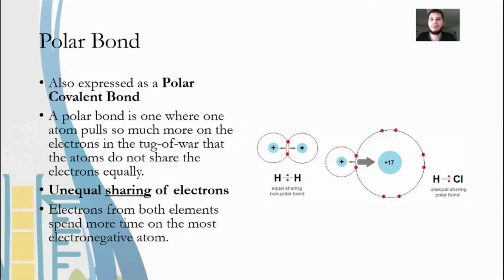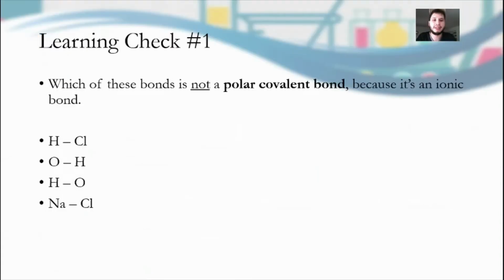So let's just review what electronegativity is. Never mind, learning check, then electronegativity. So just a little learning check. Pause this video and determine which of these bonds is not a polar covalent bond, because it's an ionic bond. So pause this video and take some time to work this out. So I gave you a pretty big hint.